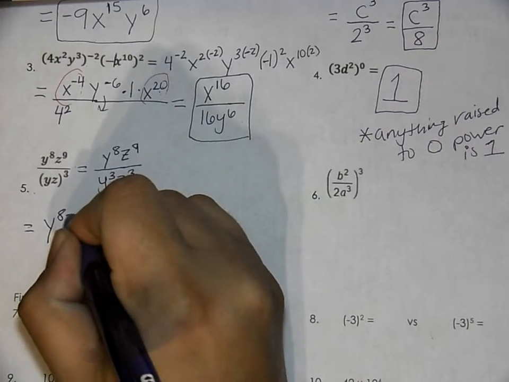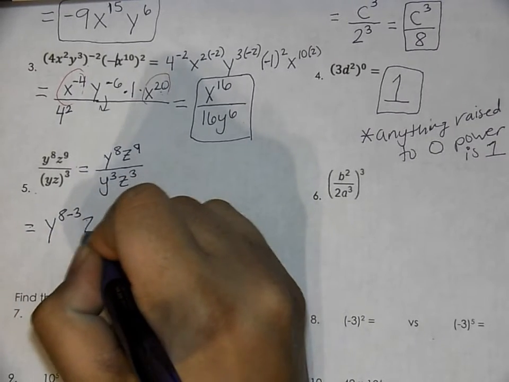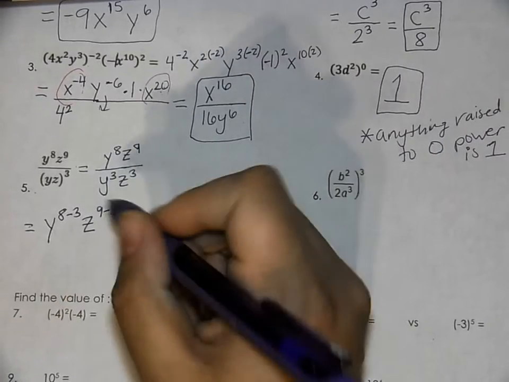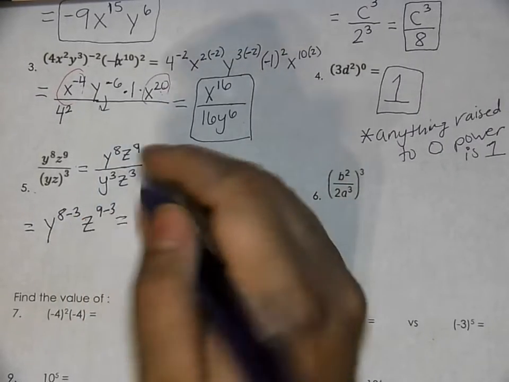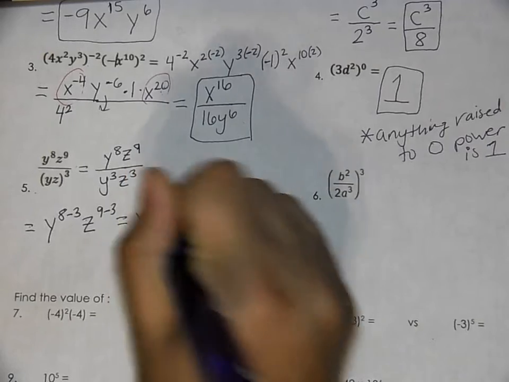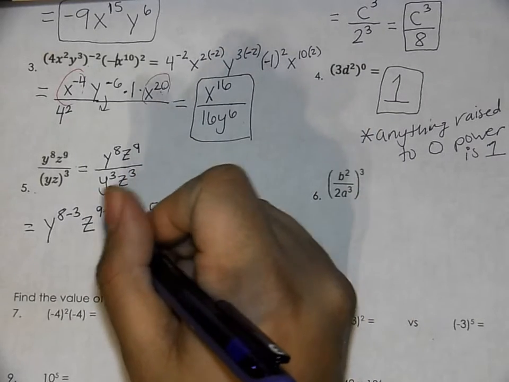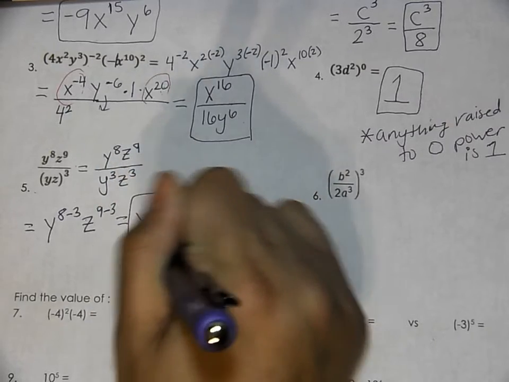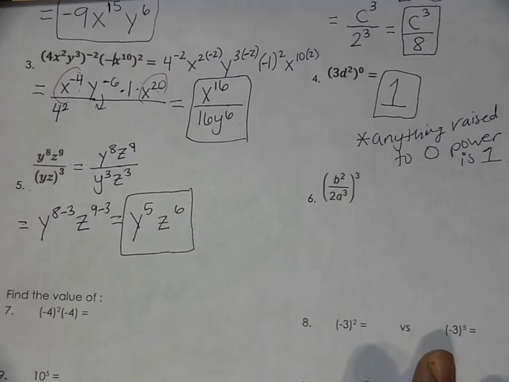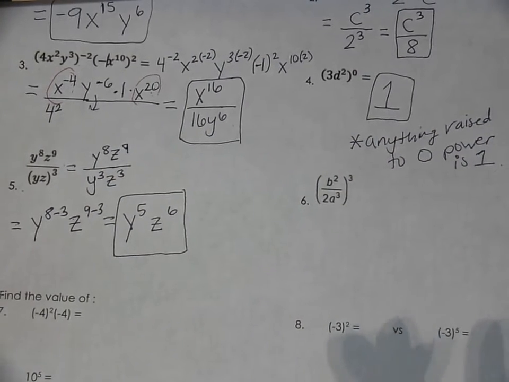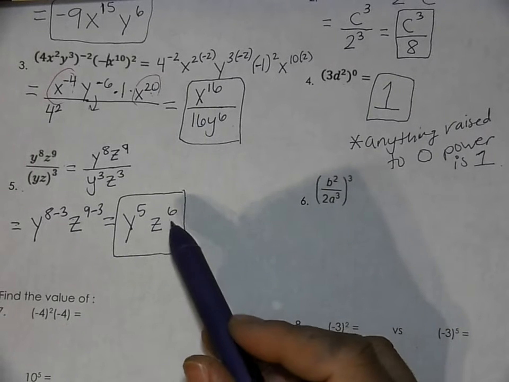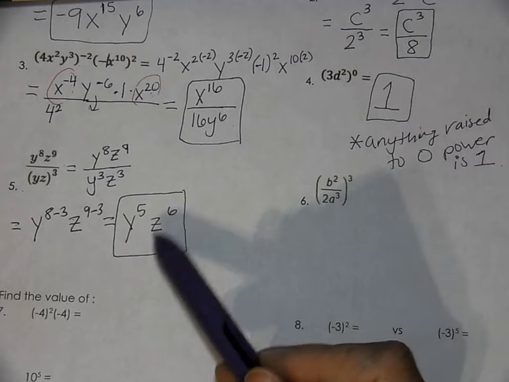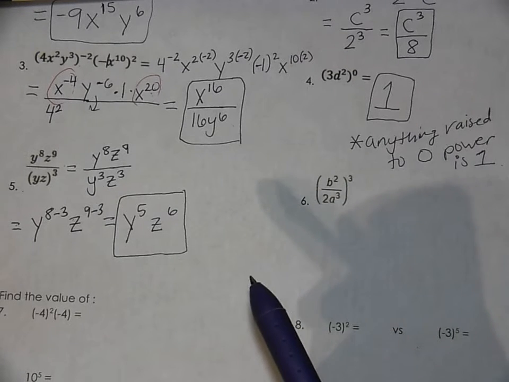So feel free to show your work if you want to, or you can go right to the answer. I'll show it this time because I haven't been showing it for all the others, but 8 minus 3 would be 5. So y to the 5th, and 9 minus 3 would be 6. So z to the 6th. That is our final answer. Can't go any further from there because there's no negative exponents, no 0 exponents, no repeating x and y's, no parentheses. That's how we know we're all done.